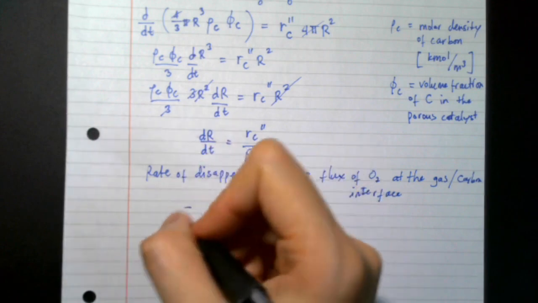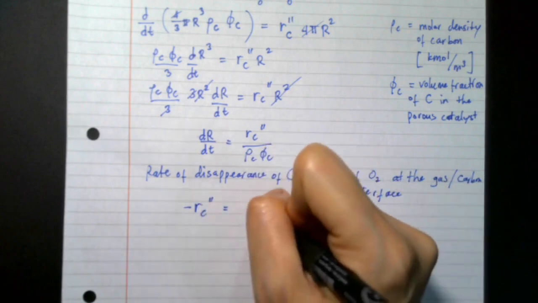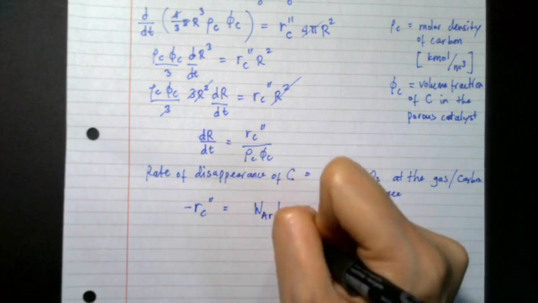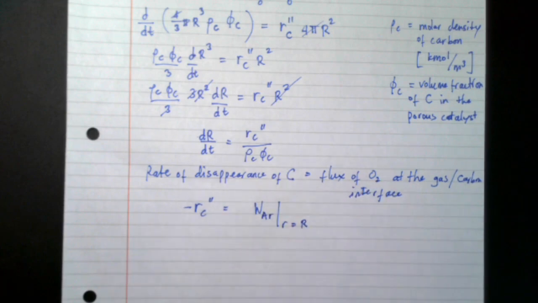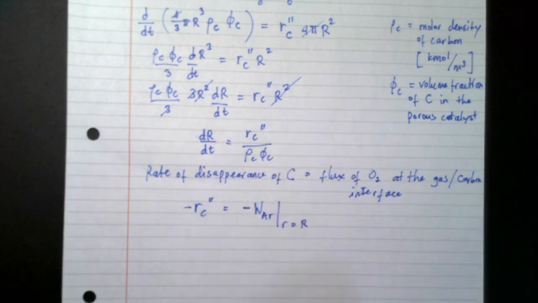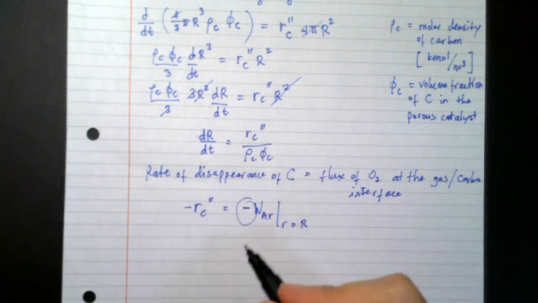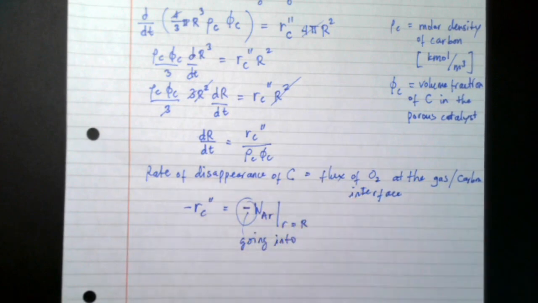So now we write the rate of consumption of carbon. This is equal to the flux of oxygen at the gas carbon interface. But remember that we are interested in the flux that is going into the surface of the core. So we need a negative sign here, because the oxygen is going into the surface of the core from the regenerated region of the core.